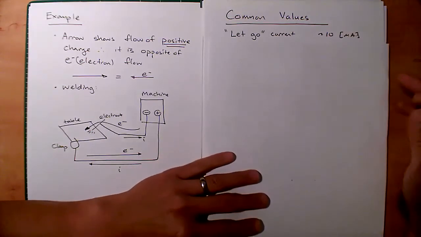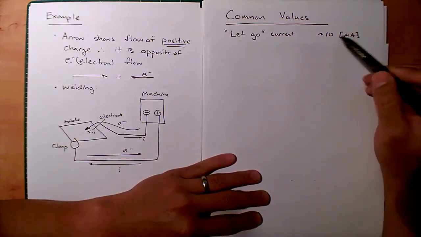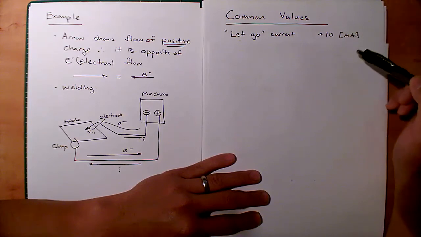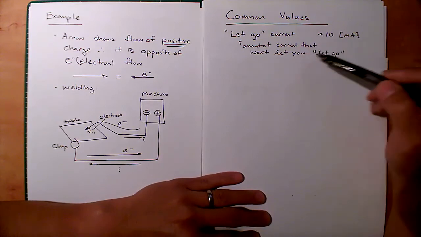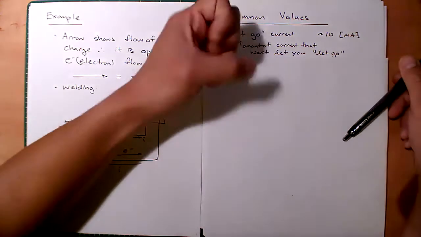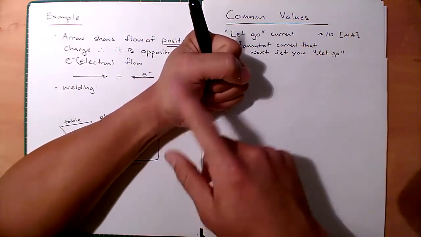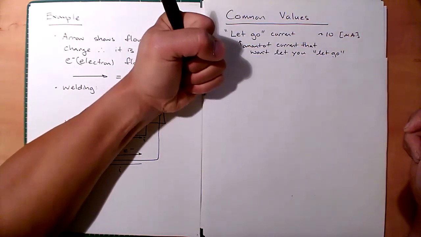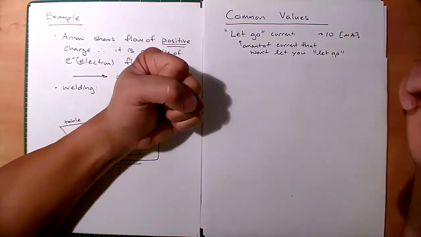Some common values that I want you to be aware of, and this is for safety. There is the let-go current. This is only 10 milliamps, 0.01 amps. M for milli, just like K for kilo. The amount of current that won't let you let go. So if you are holding something and you somehow have 10 milliamps of current flowing through your hand, you will not be able to let go. That could be a problem, because now you're stuck to something that could be either hot or just very dangerous.